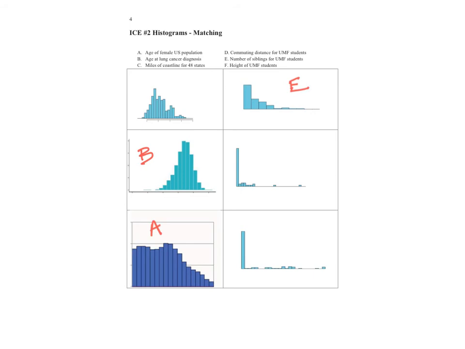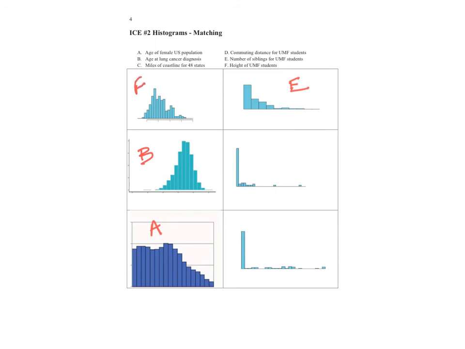What about F, the height of all UMF students? Okay, well, this graph here says there's a few short people, and the bulk of the heights are in this group. We see kind of 2 peaks, and one peak is for females because we have about 70% females, and then we have 30% males, so you see a peak around their average height, and then it tails off. So this one is F.